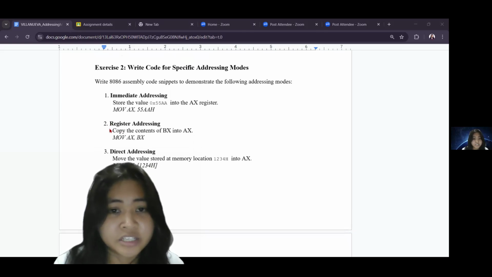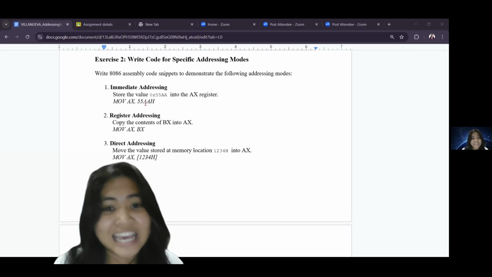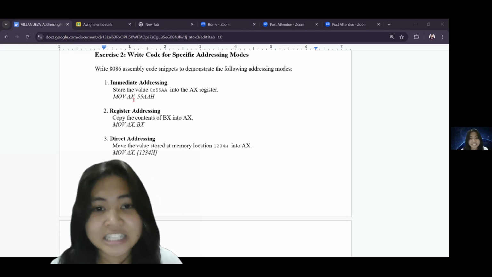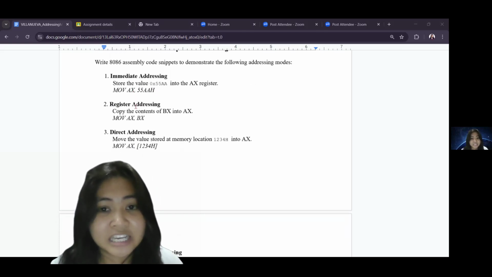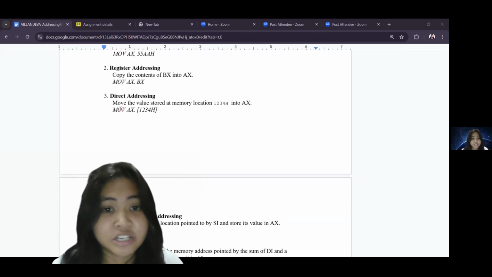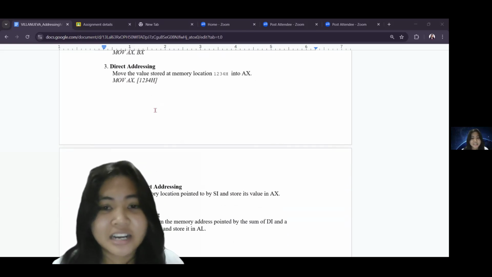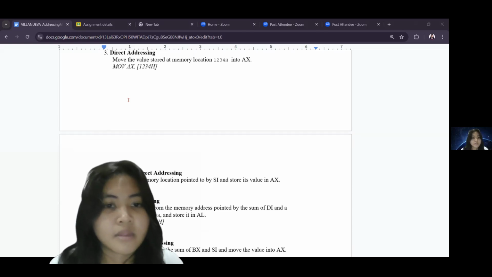Number 1, immediate addressing. Mov AX, comma 5AAH. The data is directly in the instruction. That's immediate addressing. Number 2, register addressing. Mov AX, comma BX. We're moving data between two registers. Simple as that. Number 3, direct addressing. Mov AX, comma bracket 1234H. So go to memory address 1234H and grab what's there.